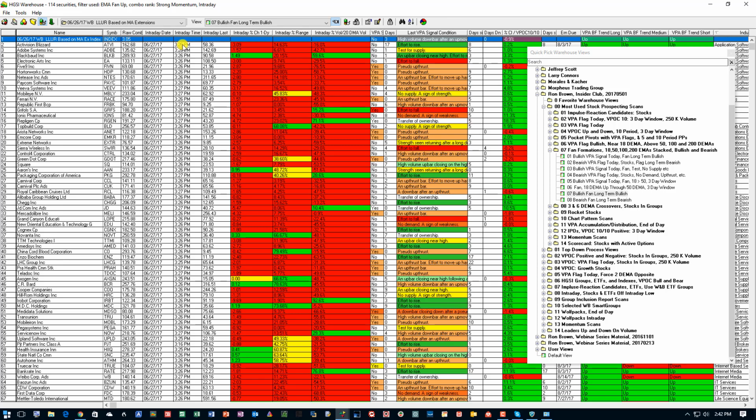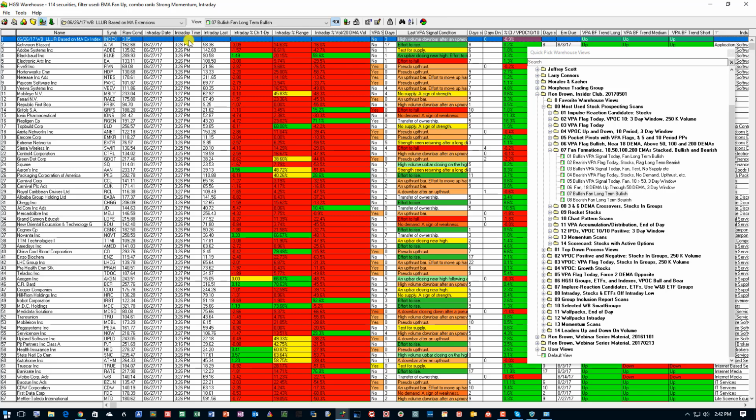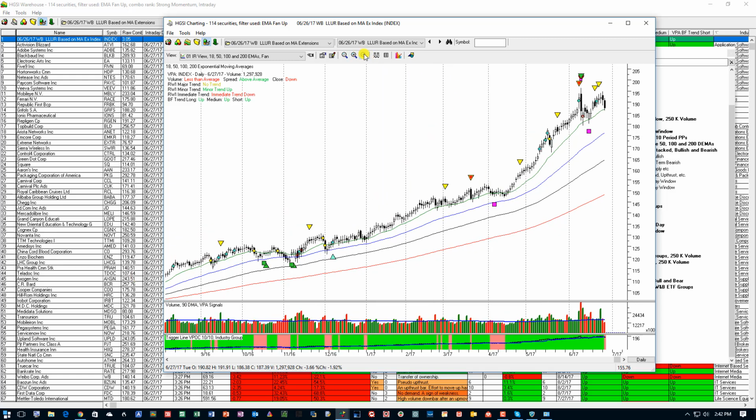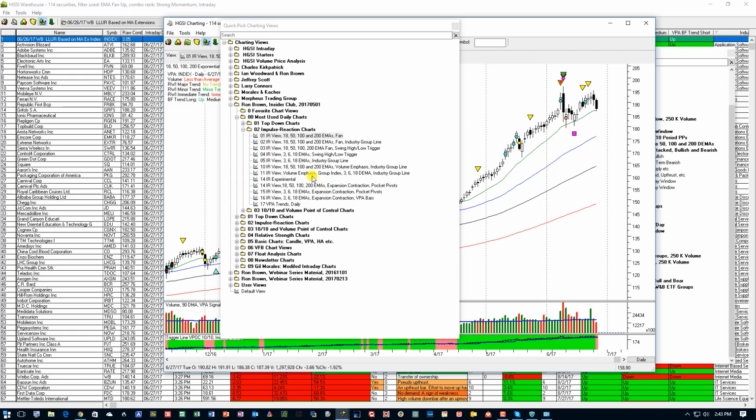Now remember, this data is from 3:26 p.m. Eastern time, so it's only 16, 17 minutes old at this point. So here is the index. You can see that it's been very strong for quite some time now. And we're seeing some deterioration up here. We've had multiple negative VPA flags. There was a positive here, but many more negative than positive. But until the indexes start breaking down, it's hard to really determine that.